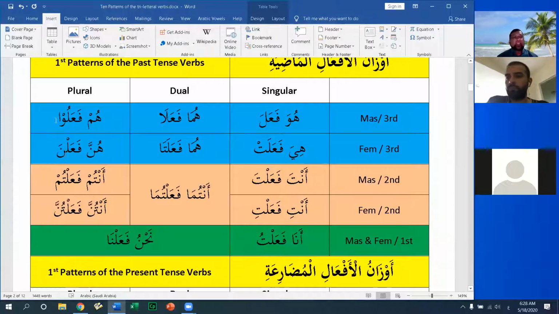Just want to draw your attention to this alif here. This alif is called alif al-iwad, and it's placed there for the plural form.